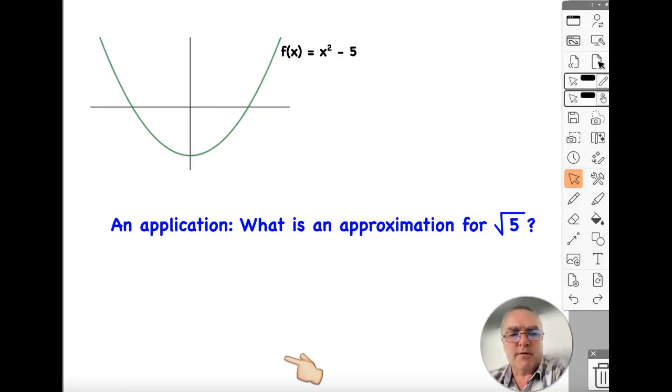Let's have a look at an application of Newton's method. In this case, we're going to use the method to find an approximation for the square root of 5. And you can see the function that we're going to work with is f of x equals x squared minus 5. So if we're looking for when f of x equals 0, a solution to that equation is the square root of 5. So we know that the square root of 5 is actually the root. When we use Newton's method, we're not going to get a square root, we're going to get a decimal value. So in this case, we're going to use the root that we solve with Newton's method to give us a good approximation for the square root of 5.